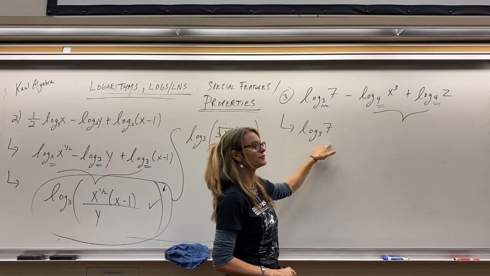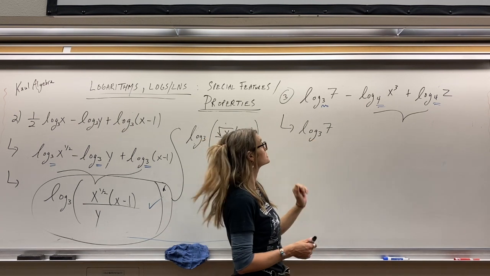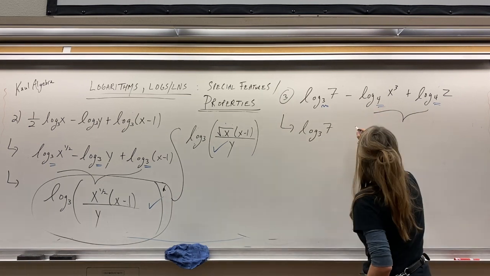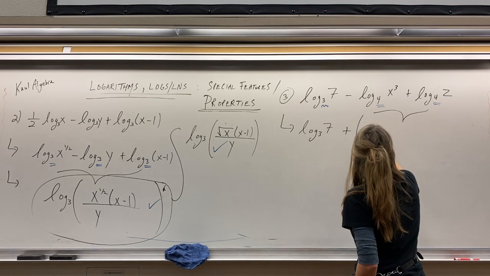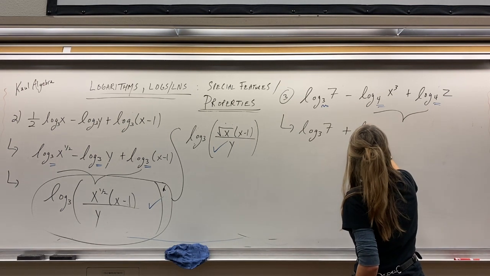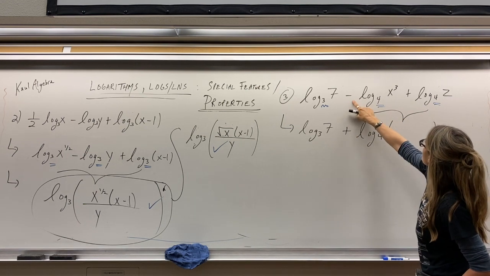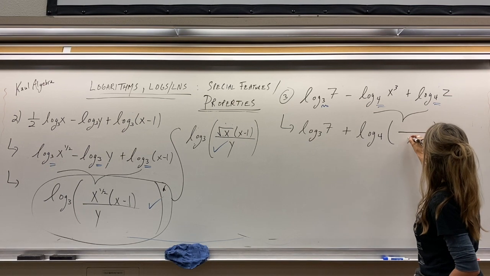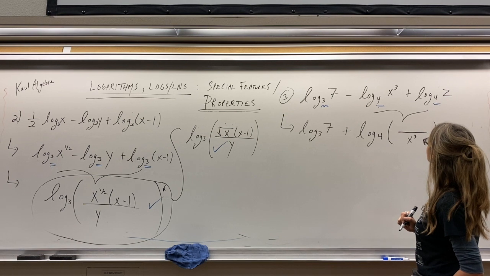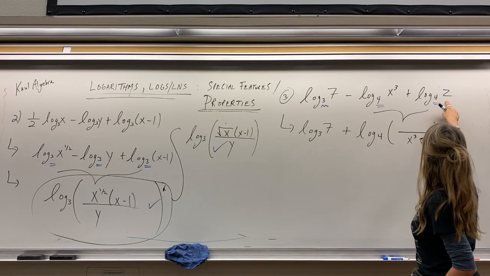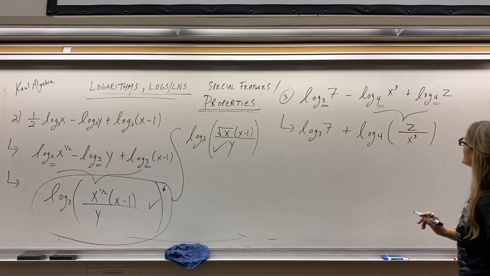So this is some number value that we could use your calculators to look up, but you've got to use your change of base. The rest here I could combine into, I'm going to say plus log base 4, these are both base 4. Now this is a negative, so this goes in the denominator as an x to the 3rd power. Okay, and this right here is z, so this could go in the numerator as a z.